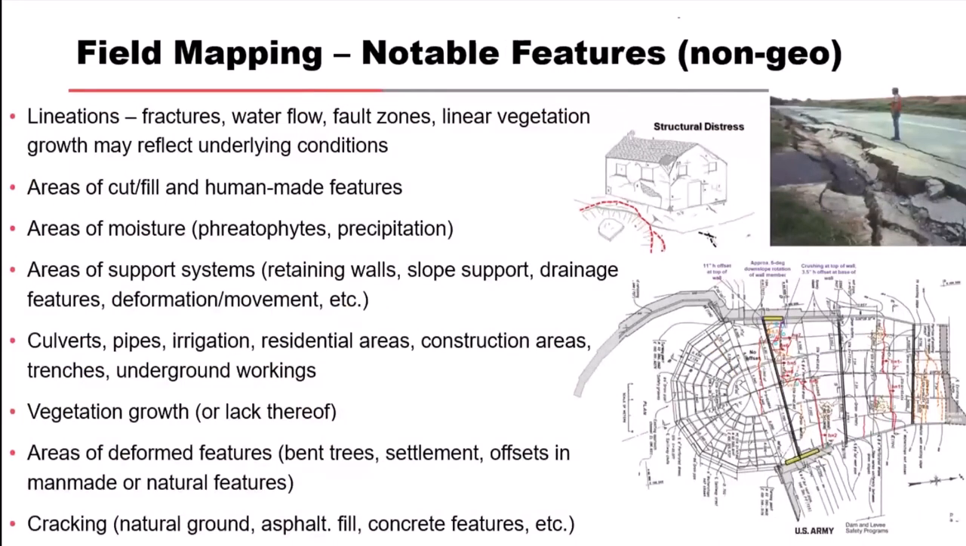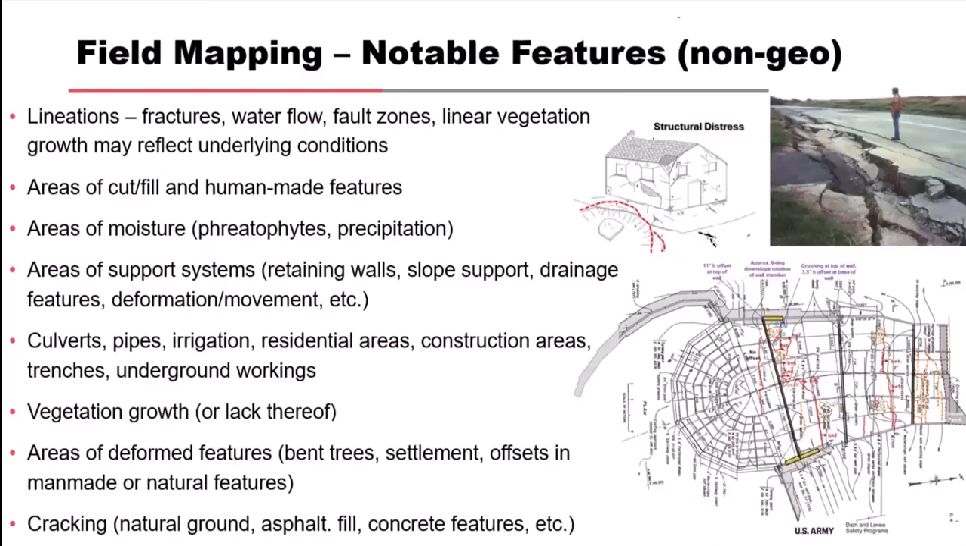So other features too, non-geologic features that will maybe tell the story, or you tie into the geology, or you tie into the failure mode, and they might give some answers or give some direction, right? Lineations again. These might indicate water flow, fracture zones, fault zones, features that are underlying structures, areas of cut and fill. This is really important for a lot of projects. When you're in the field, you can kind of tell where cut slopes and fills are along a road. And maybe we can map where the fill is relative to other things we're trying to understand. In an air photo, you might not know where that fill is, how it's covering up something else, or that it's even a fill feature.